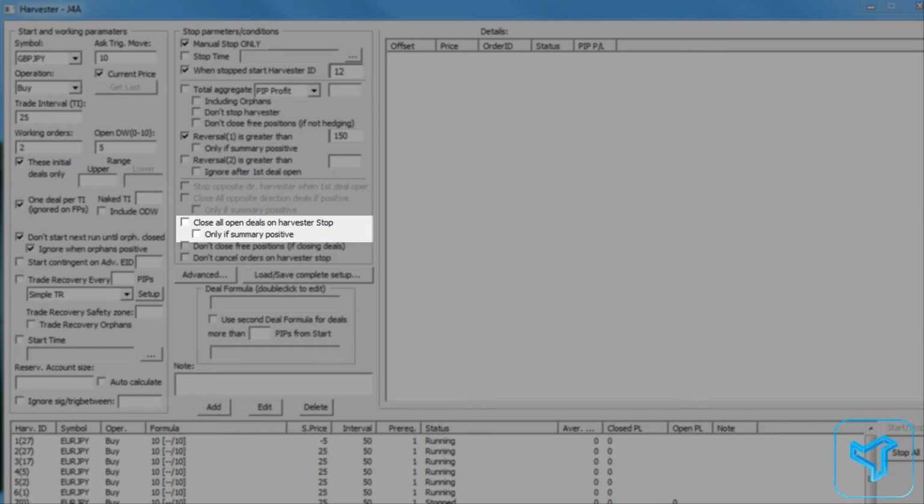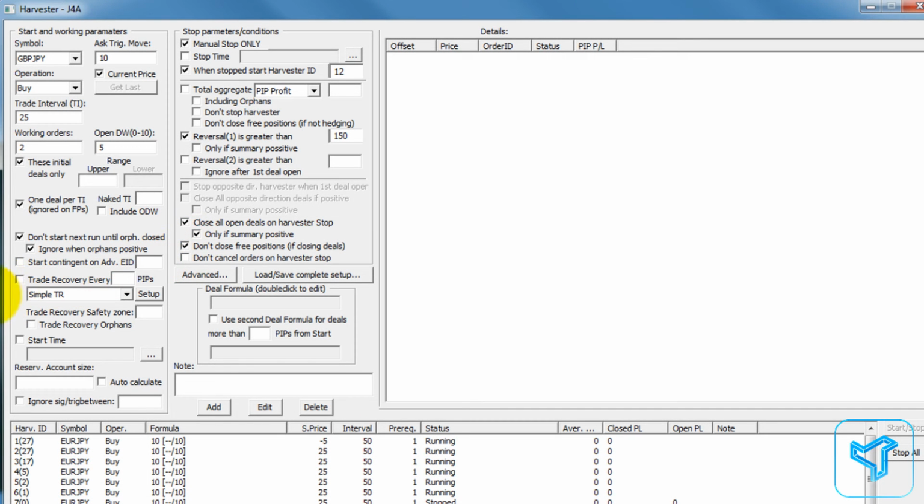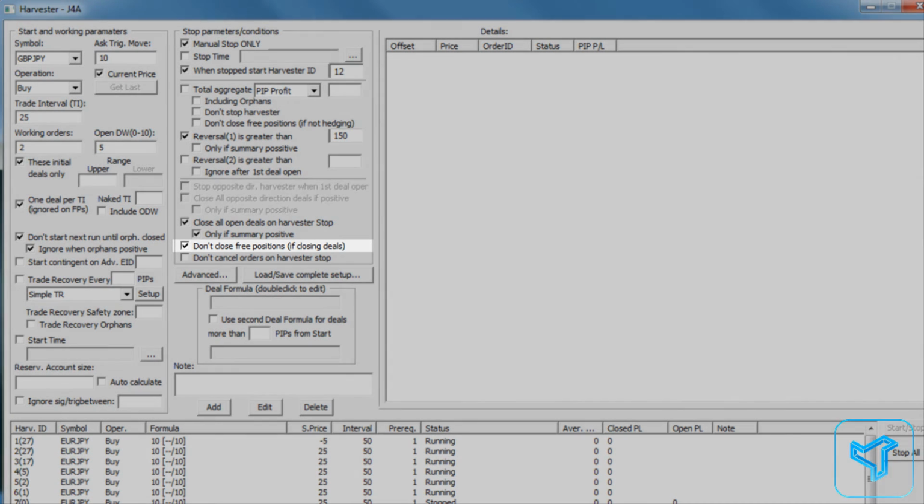Once the harvester stops, we have a couple of options for how to close our open trades. We can close all deals by clicking the Close All Open Deals on Harvester Stop command, which will close all open trades when the market goes against us, or we can click the box below this to specify that we only want to close all of the deals if the summary is positive, meaning that the total of the trades is in profit.